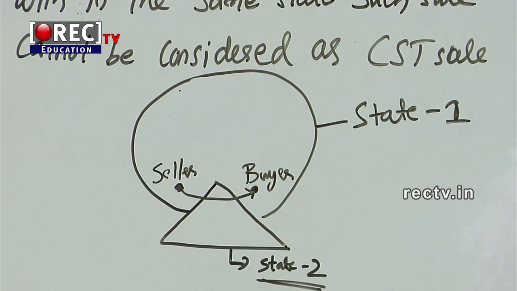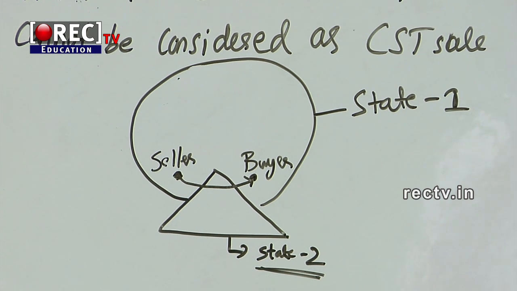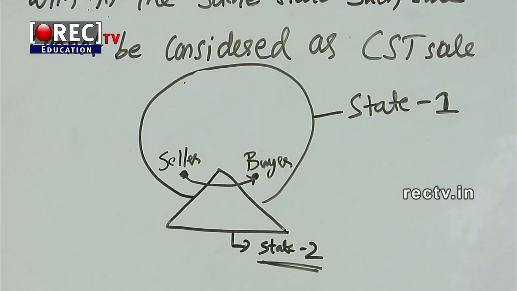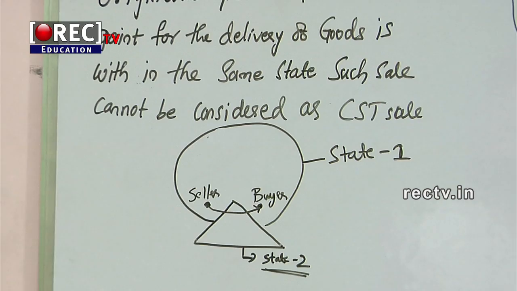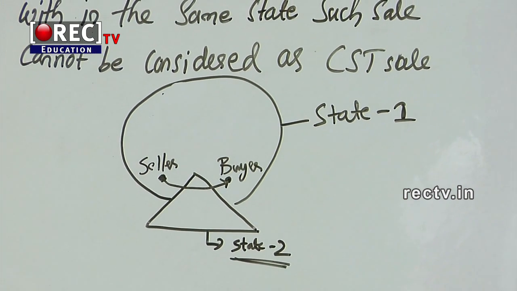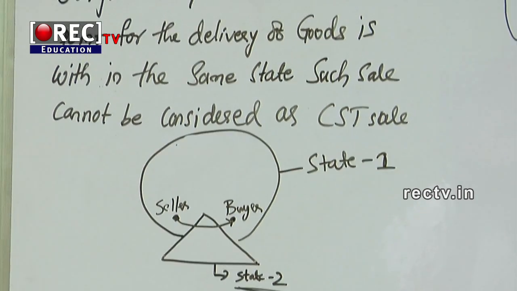So here the triangle shape diagram is state 2 and the circle shape diagram is state 1. Now the seller is in state 1 and the buyer is also in state 1. The seller is sending the goods to the buyer while crossing state 2. The destination point is also state number 1. So such a sale is not treated as a CST sale, and this sale is treated as a VAT sale. So there is a levy of VAT. So example 1 is not considered Section 3, that is, not an interstate sale. It is treated as an intrastate sale, that is a VAT sale, where there is a levy of VAT.